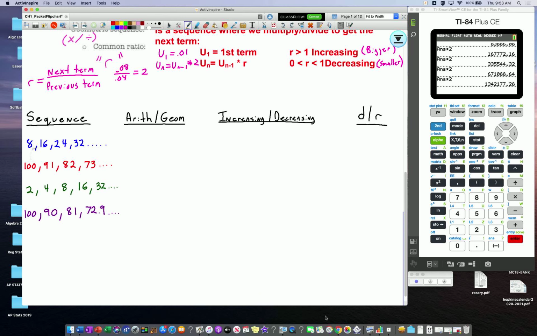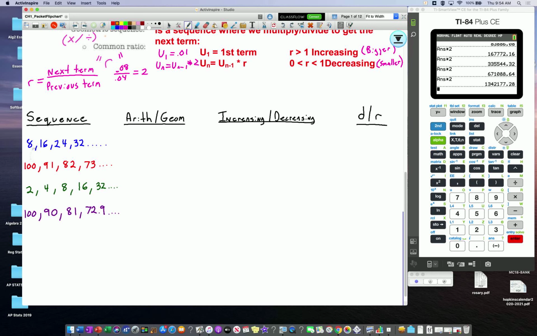Okay, so I just want to go through some examples like this here, and these will help you when you do your worksheet problem. So here are 3 examples where I have a sequence. I need to determine if it's arithmetic or geometric, if it's increasing or decreasing, and the D, the common difference, or the R value.